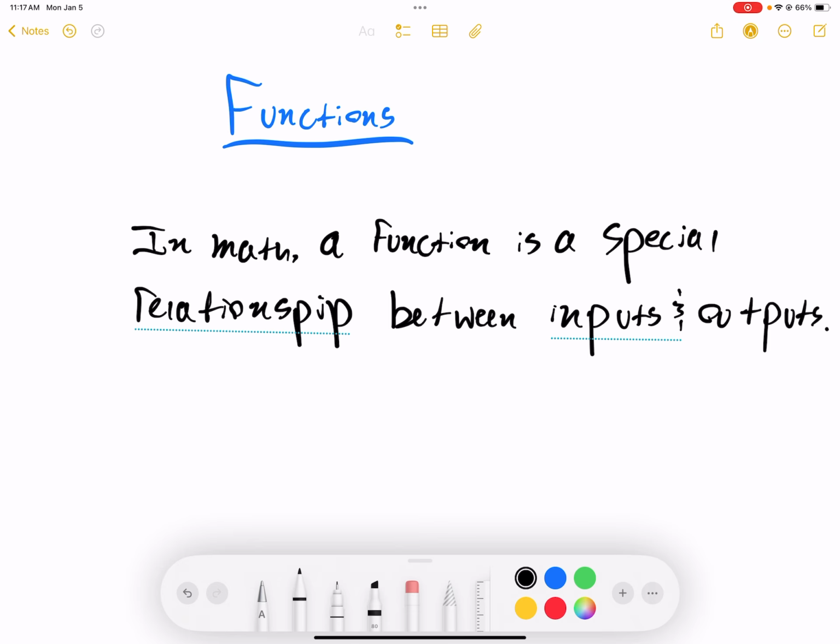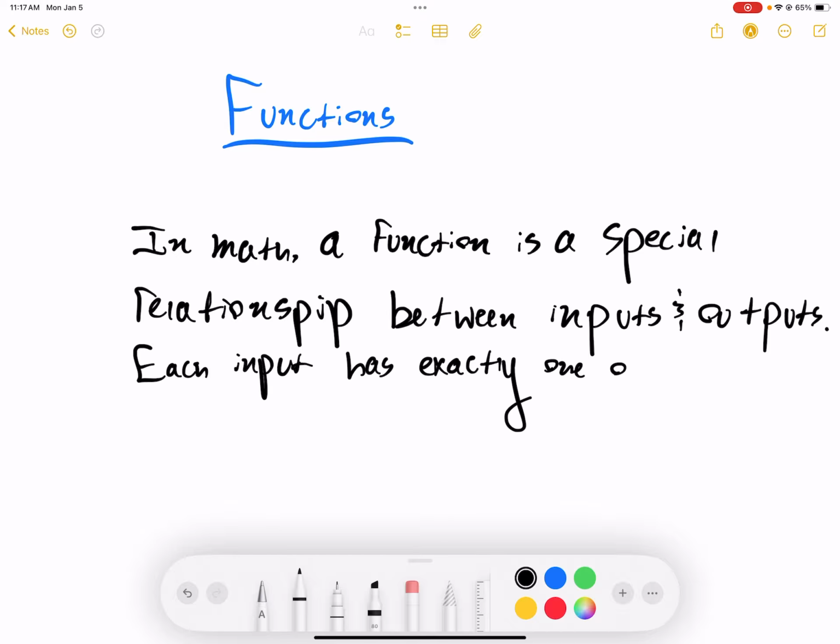Each input has exactly one output. That's a requirement of functions. So if you have some sort of mathematical relationship between inputs and outputs, but for some input you have two outputs, it's officially not a function.